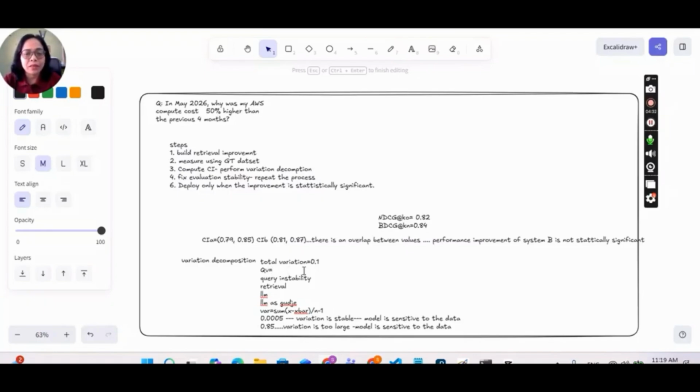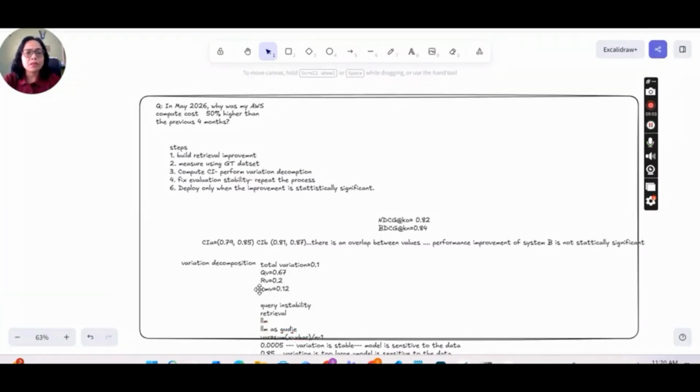Here, if we apply the same formula, we come up with something like 0.67. What is that? For example, 0.67 means 67%. For the query, the retrieval variance is equal to 0.2, and the LLM variance is equal to 0. With this formula, we can see that query variability is the highest number, 0.67. That means it is contributing 67% to this kind of instability in the score.